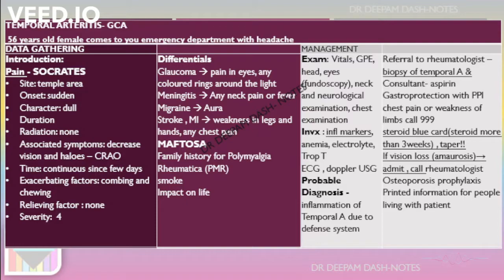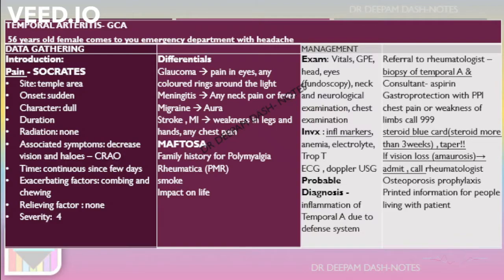check the vitals, and it is very important to conduct an eye examination using fundoscopy. In such patients, you would find that there is a rise in their ESR level and CRP, which are inflammatory markers, and a decrease in their hemoglobin.